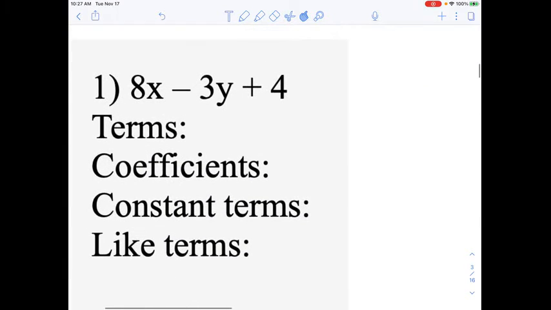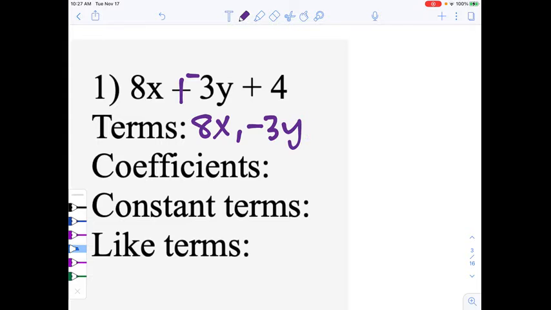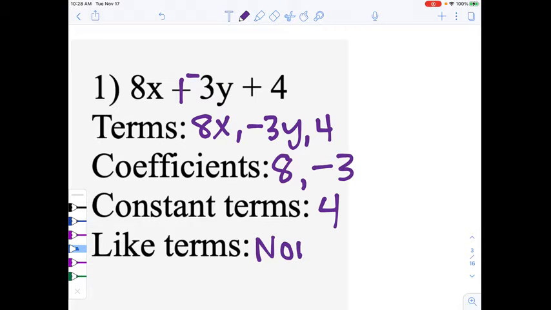So in your notes, I want you to write down this problem, and then we're going to go through that. 8x minus 3y plus 4. We always want to add up whenever we have minus so that we don't forget that that 3y is really negative. Then for the terms, that's just all the pieces. 8x, -3y, 4. Coefficients are the numbers before the variables, so 8 and -3, because those are both in front of variables. Constants, numbers by themselves, that would just be 4. And then like terms are terms we can combine. There's none here.